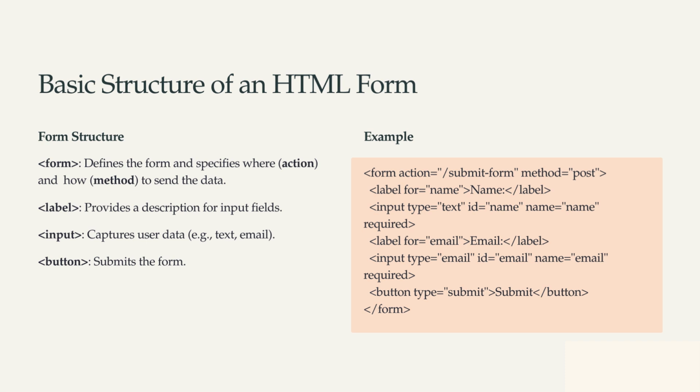Input captures user data. Button submits the form. Example: form action equals submit form, method equals label, for equals name. Label, input type text, ID name equals name. Required. Label for equals email. Label input type email, ID equals email, name equals email. Required. Button type equals submit button.